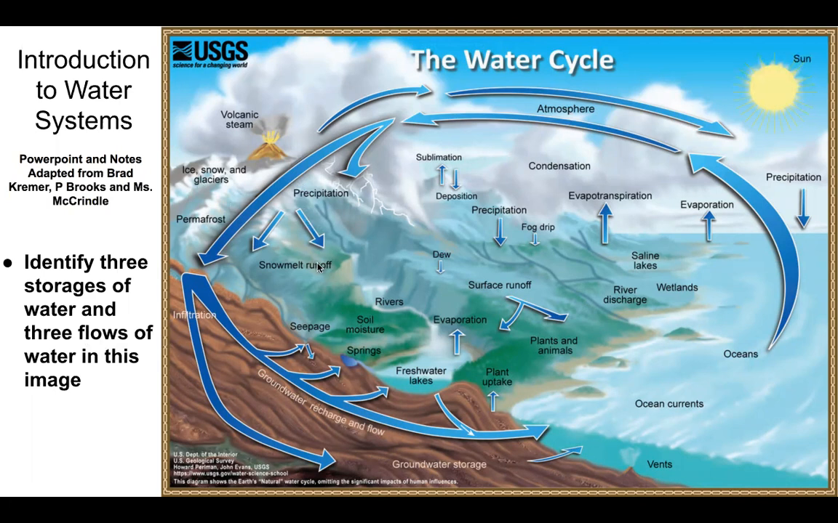So we see water flowing from snowmelt down into the rivers. We see water seeping out of the ground into springs. We see water evaporating into the sky or precipitating, or raining back down to earth. And then things like evapotranspiration, which is actually water that comes from plants. So as plants photosynthesize, they actually release water. And so that's evapotranspiration.